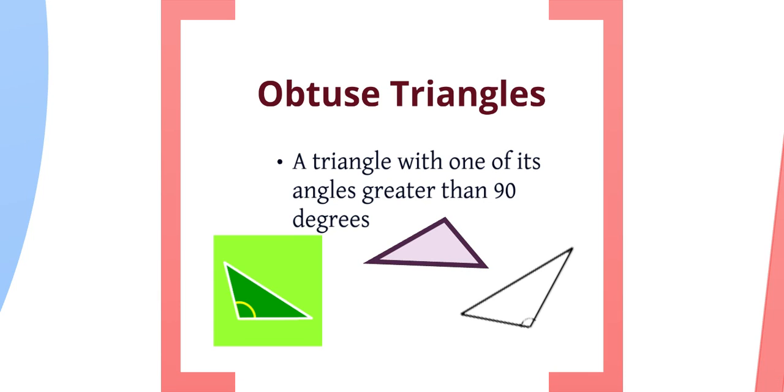Now, one thing I can tell from this is that a right triangle can have a right angle and acute angles, but it can never have an obtuse angle. And for obtuse triangles, it can have obtuse angles and acute angles, but it can never have a right angle.